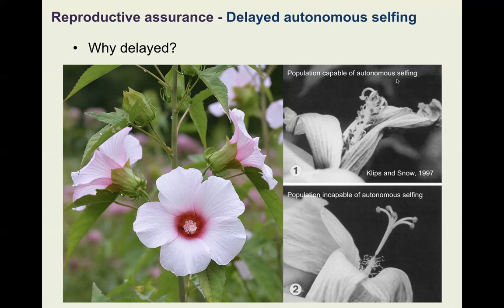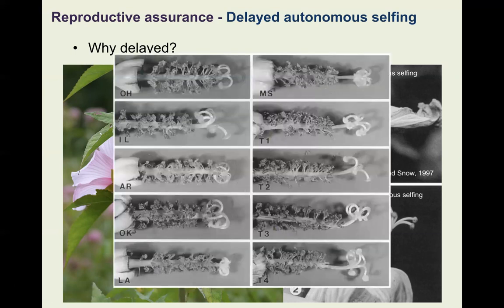So autonomous here, I didn't mention that before, but autonomous is really in the absence of anybody else. So all by themselves, selfing all by themselves. This was from an interesting study that showed there's some variation in the populations as far as how effective they might be at doing this delayed selfing. So some of them, the stigmas come back and they clearly contact anthers.